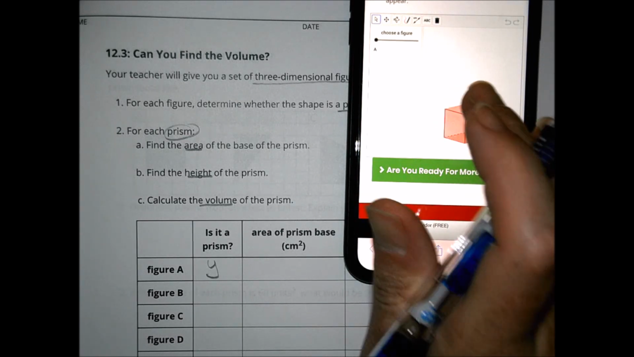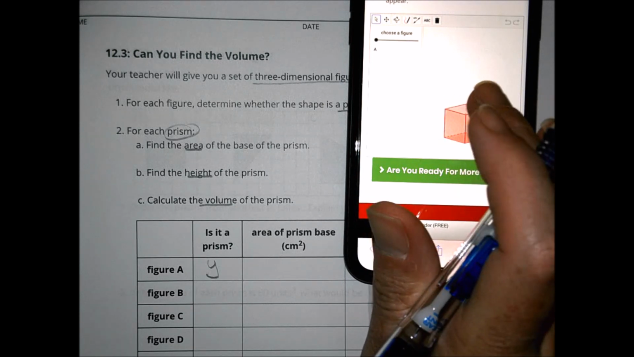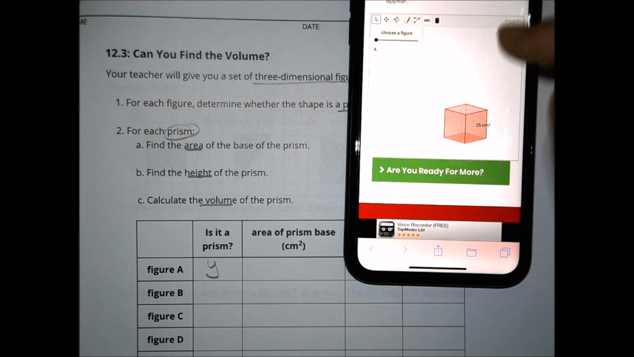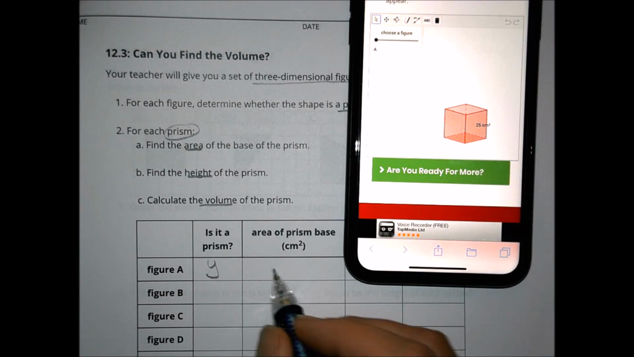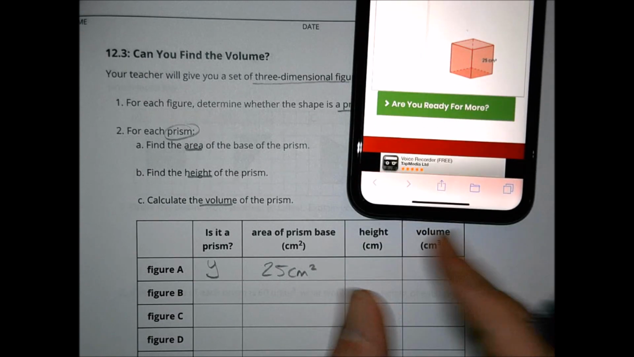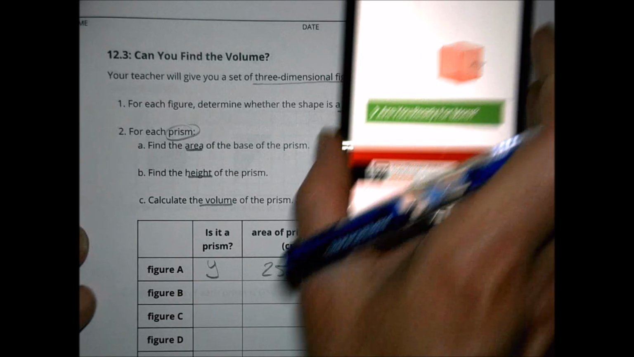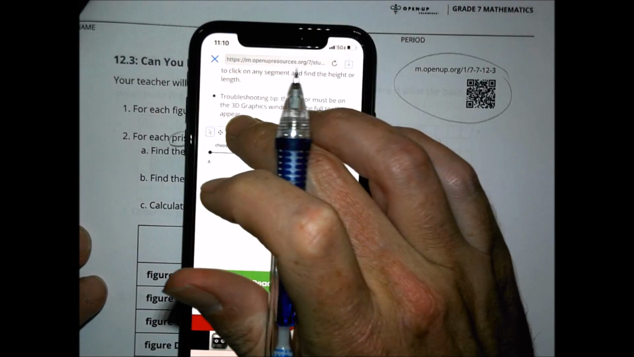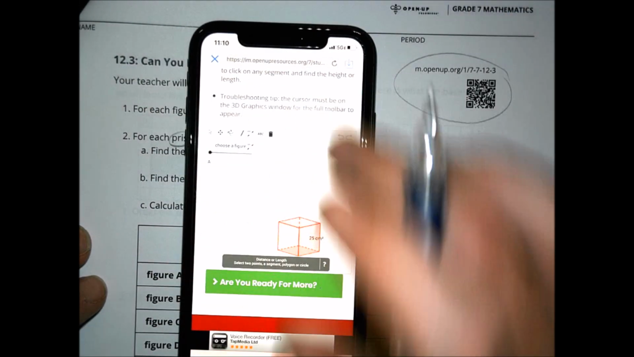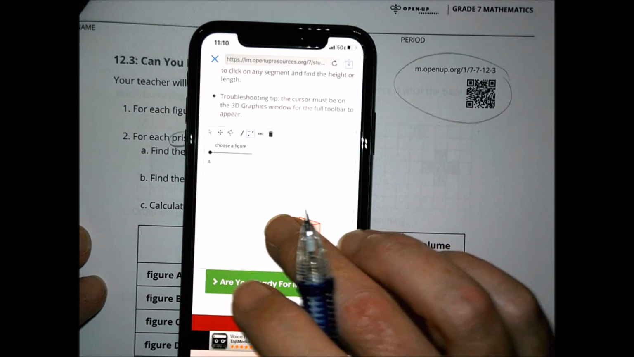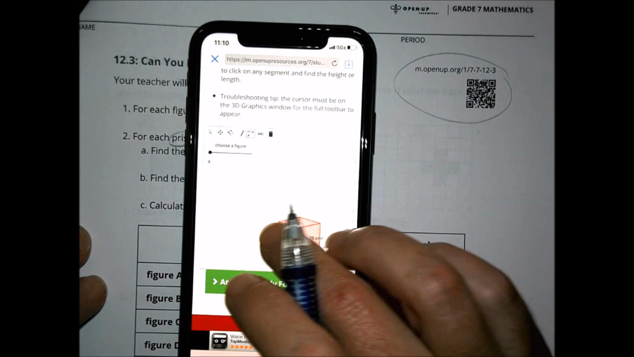I look at the top. Yep, the top is there. Yeah, so that's going to be fine. So I can say my base of this one here is 25 centimeters squared. Now in terms of the height, the way you figure this out, and it's a little sensitive sometimes, if I tap on the centimeter thing there, I can then touch one of these little lines. One of them, come on, any one of them.